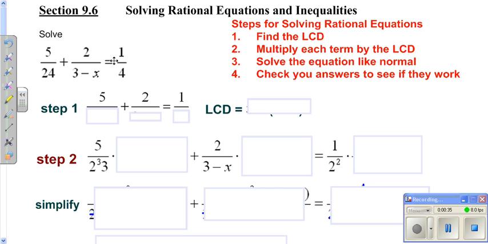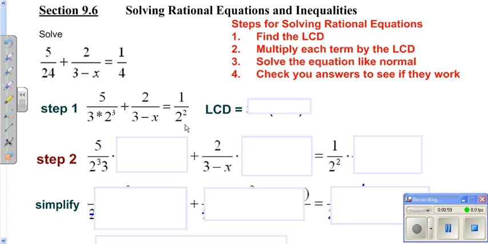The first thing you want to do is to find your least common multiple of the denominators, or your least common denominator. To do that, you need to go ahead and factor each denominator. 24 factors into a 3 times a 2 cubed, because you know it's 3 times 8. Second one does not really factor. The last one, a 4, factors into a 2 squared.